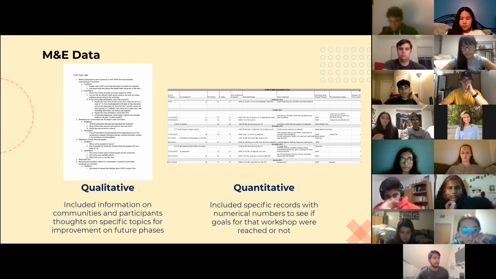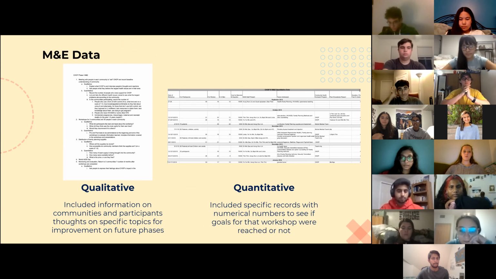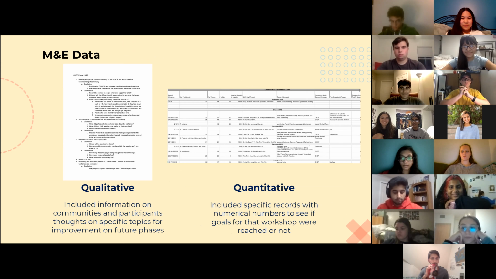So for almost each workshop, there's going to be this thing called M&E data. And so there's qualitative data for this and quantitative. So the qualitative includes information on communities and thoughts on specific topics for improvement on future phases, like previously with the focus areas.